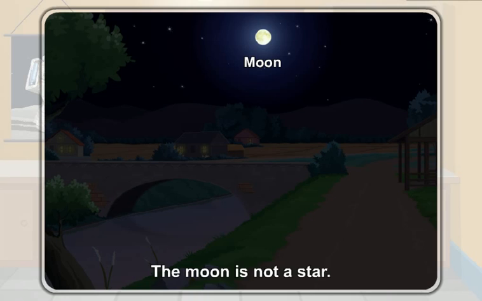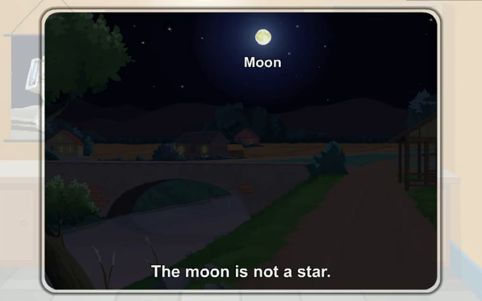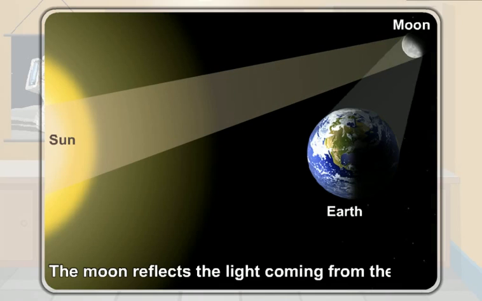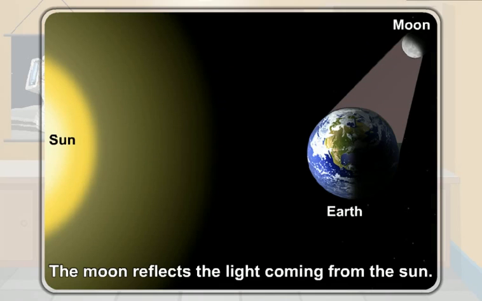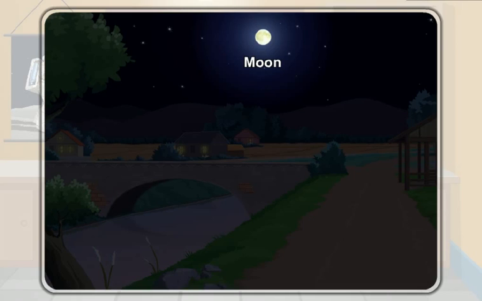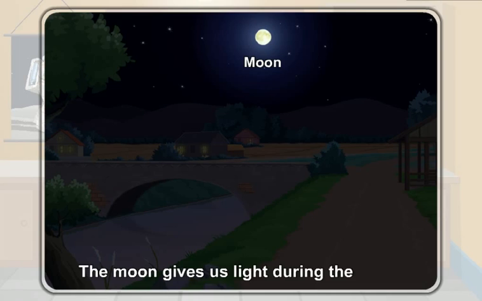Then how does it glow? The moon reflects the light coming from the sun. So the moon glows. The moon gives us light during the night.